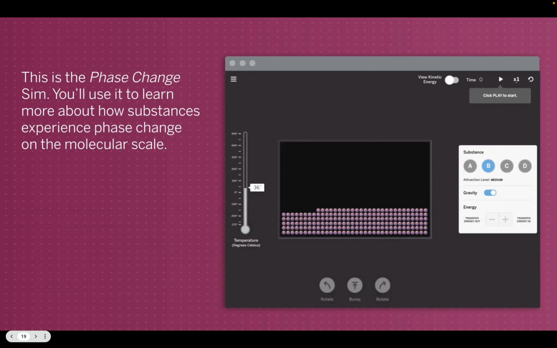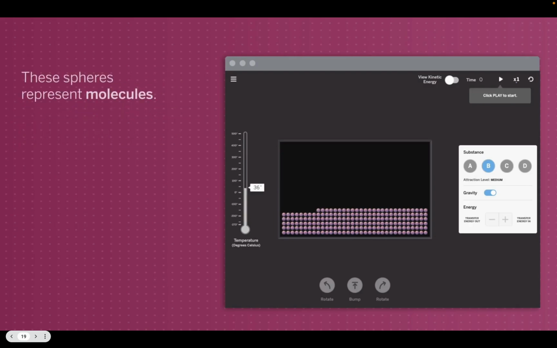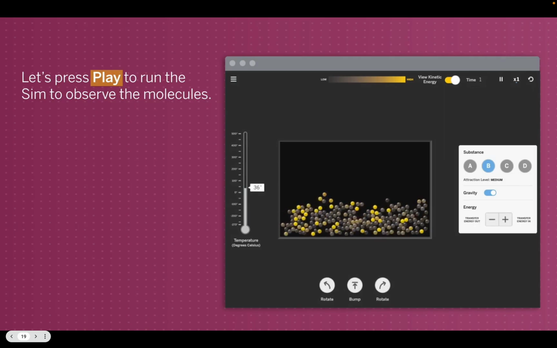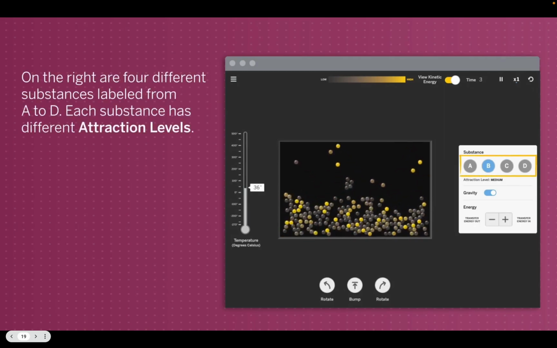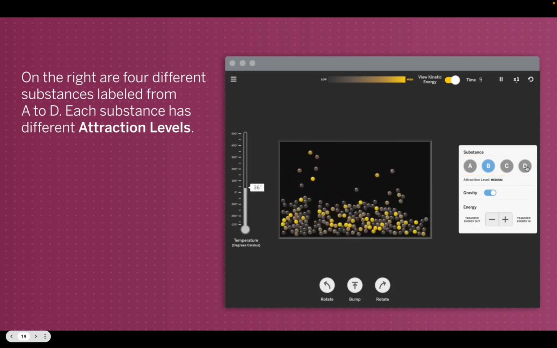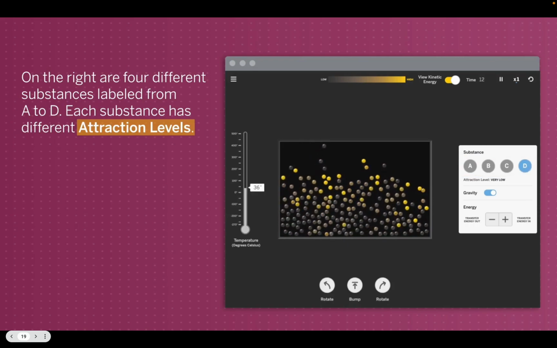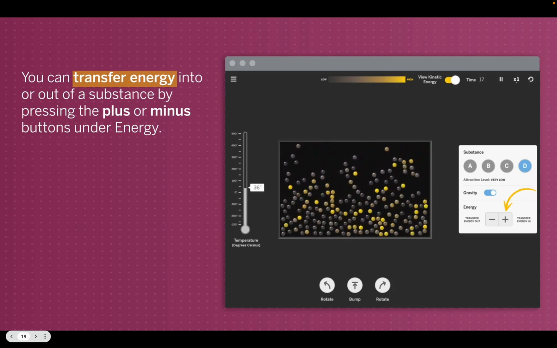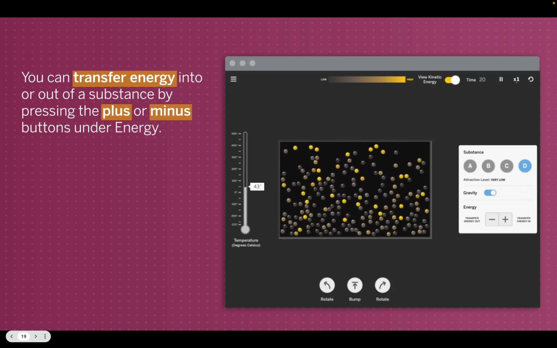This is the phase change sim. You'll use it to learn more about how substances experience phase change on the molecular scale. These spheres represent molecules. Let's press play to run the sim to observe the molecules. On the right are 4 different substances labeled from A to D. Each substance has different attraction levels. You can transfer energy into or out of a substance by pressing the plus or minus buttons under Energy.